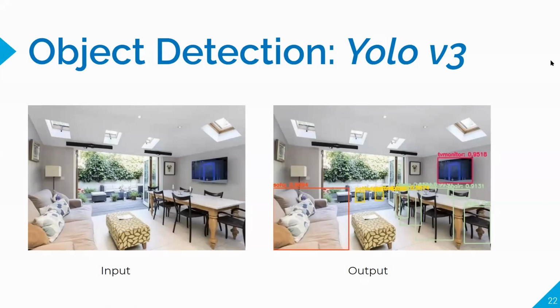Okay, so on the left side, we have the input image, which is fed to the YOLO model, and on the right, we are having the output image with bounding boxes around each of the objects that being detected, with the confidence being on the top.